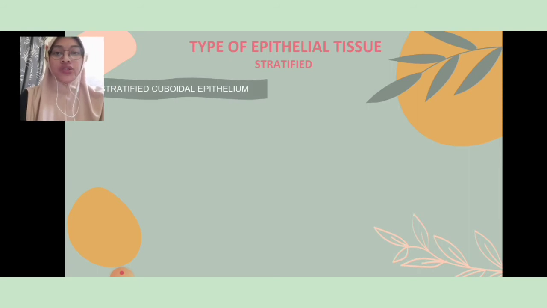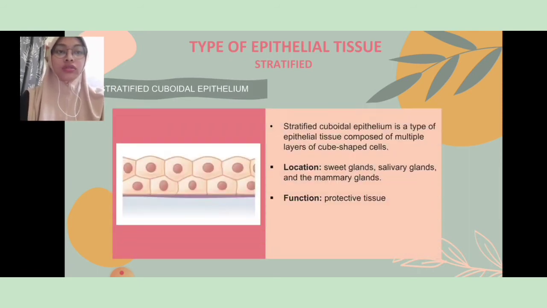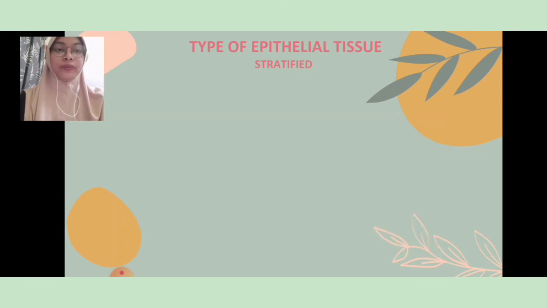The second one is stratified cuboidal epithelium. Stratified cuboidal epithelium is a type of epithelial tissue composed of multiple layers of cube-shaped cells. These cells are quite rare. We can find it in sweat glands, salivary glands, and the mammary glands. The function of this tissue is protection.